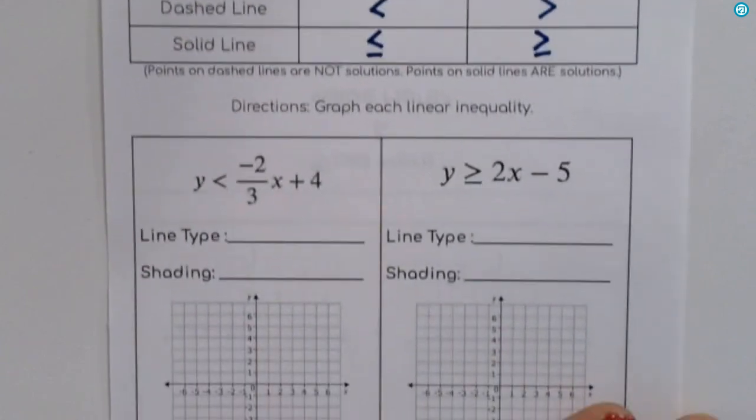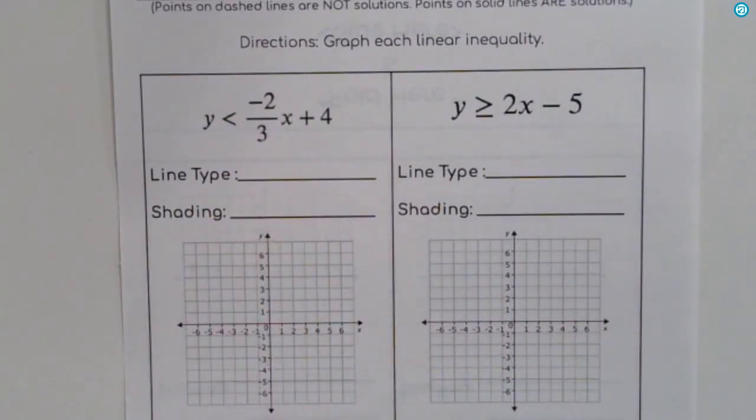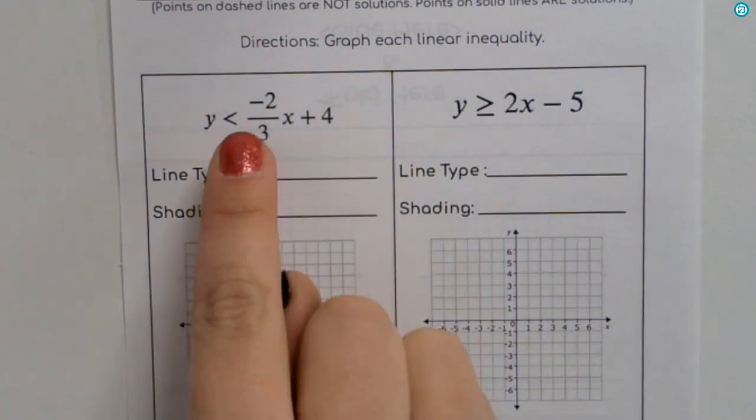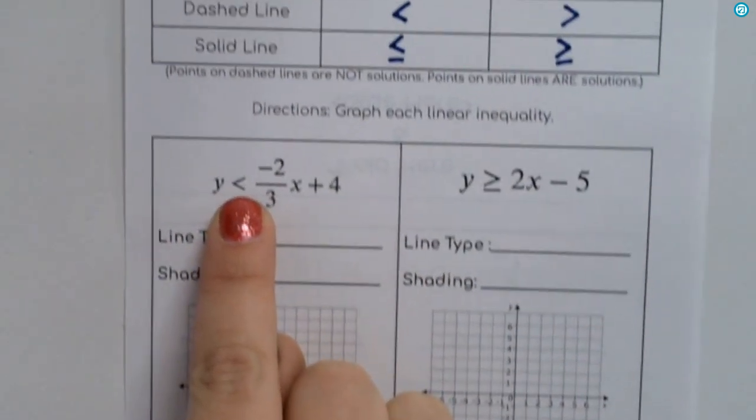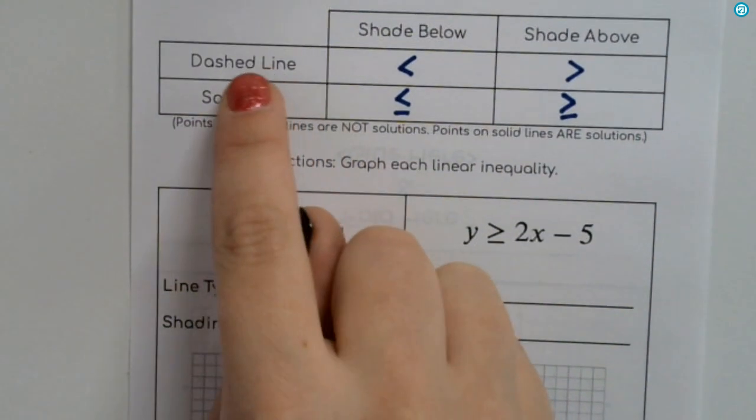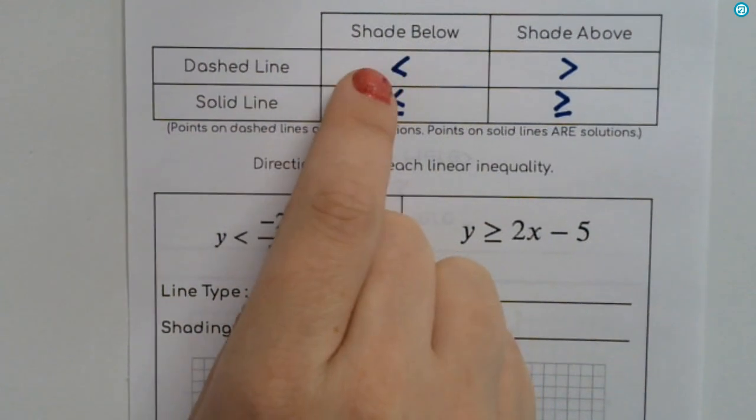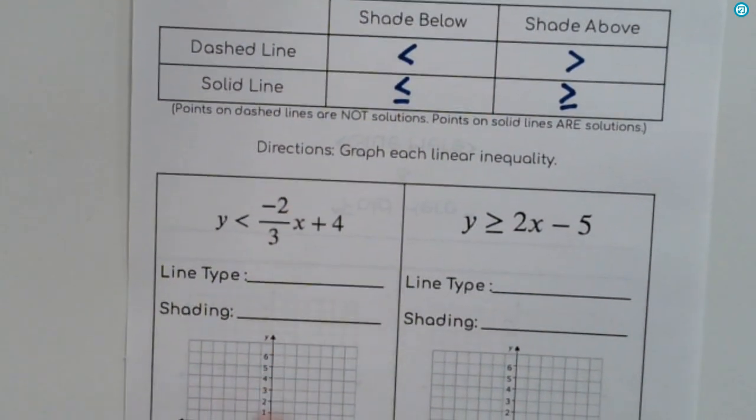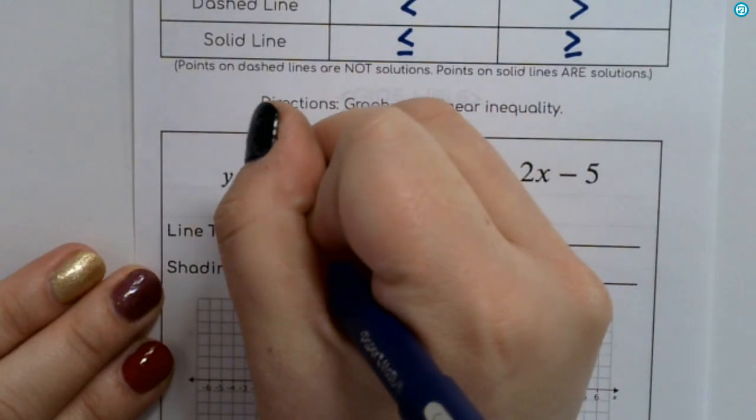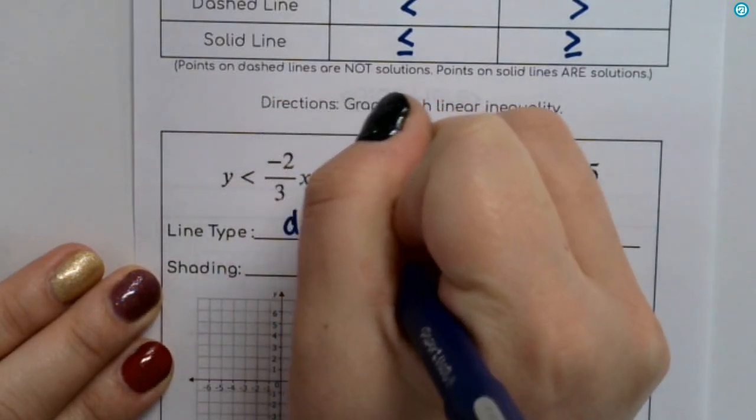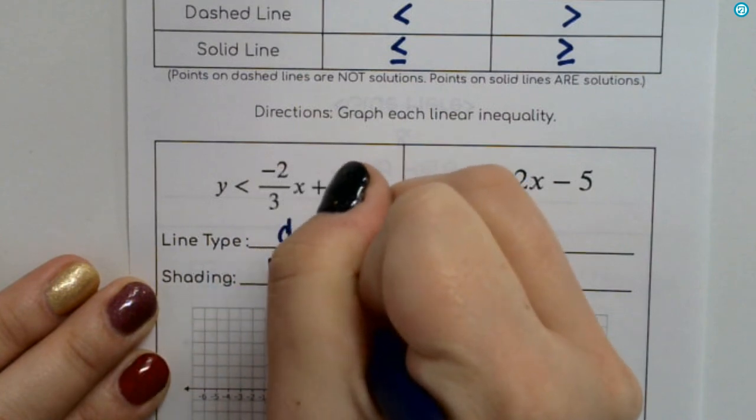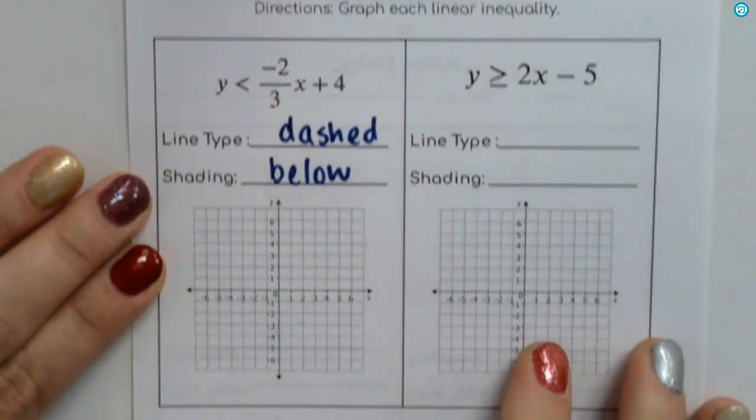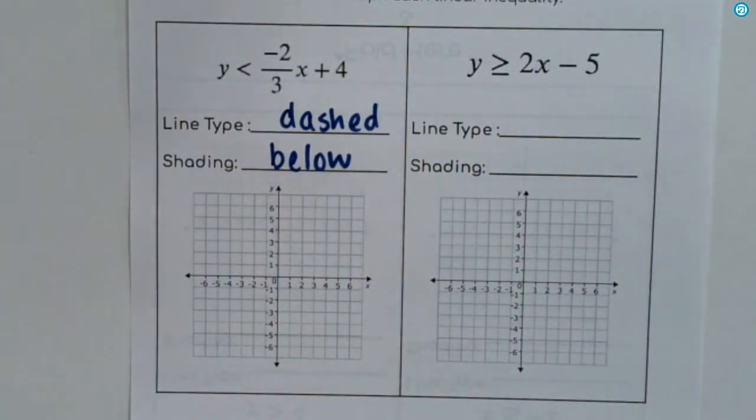So our first example, we got y is less than negative 2/3 x plus 4. If it is a less than symbol, that means I do a dashed line and I shade below it. So I'm going to put that on these 2 lines. Dashed and below. So a less than symbol tells me to do a dashed line and shade below.